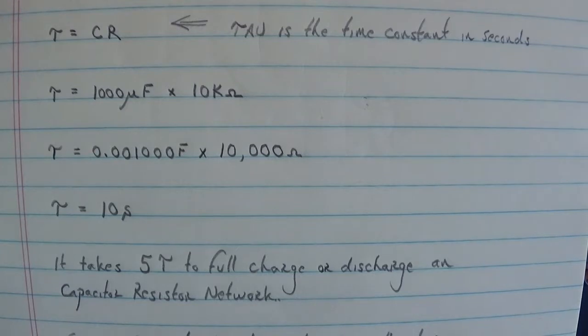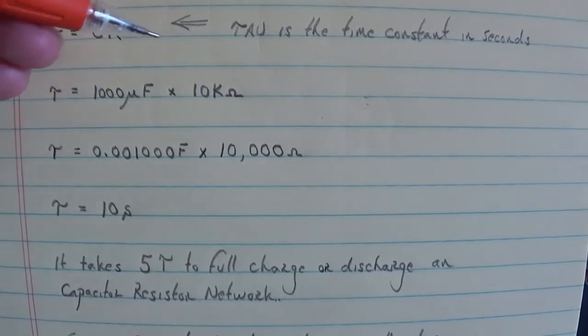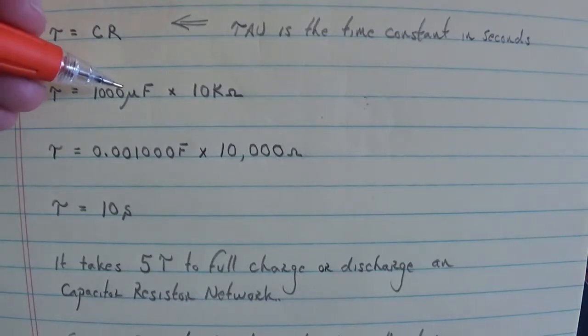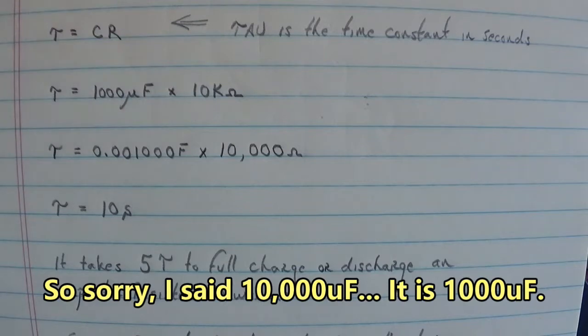Now this right here is the formula. It's called tau. Tau is capacitance times resistance, and that's the time constant, the charging and discharging time constant, and it's in seconds. Now here our circuit had 1000 microfarad and 10 kiloohms. So to determine tau, we just multiply 1000 microfarads times 10 kiloohms, and it'll give us tau in seconds.